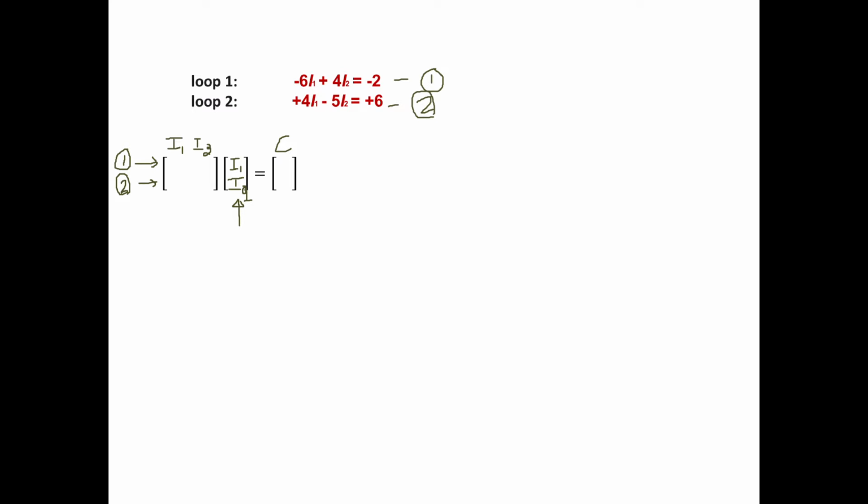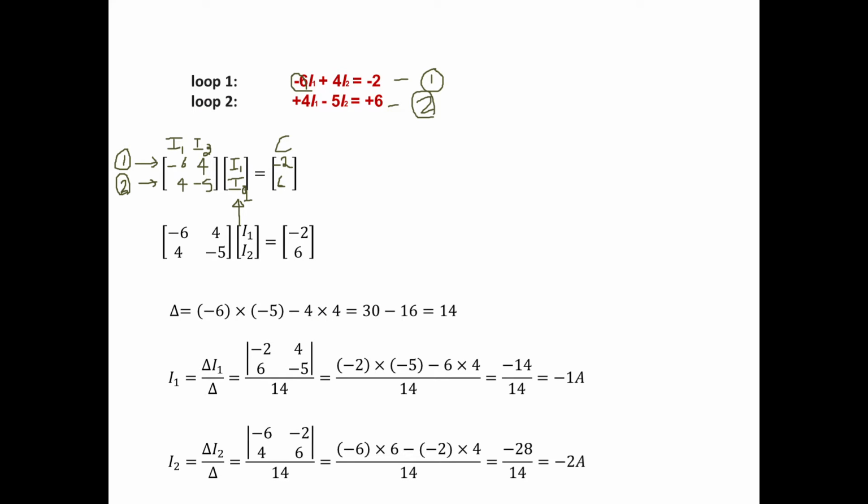So let us take equation 1. Do you have the term I1? Yes. What is the coefficient? Minus 6, so write minus 6. Then what is the coefficient of I2? 4. Then what is the constant? Minus 2. Then go to the next equation. What is the coefficient of I1? 4. What is the coefficient of I2? Minus 5. What is the constant? 6. So this is how you write the equation. See, here I have written this equation.